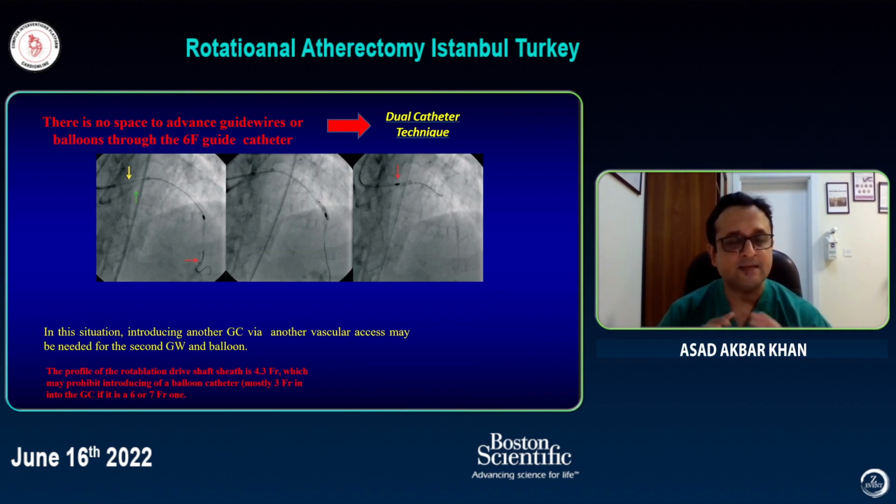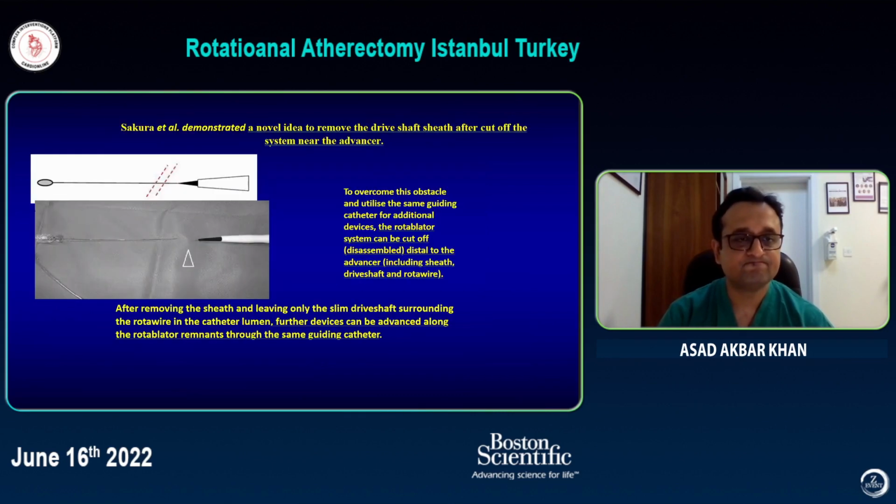So very easily you can avoid it. Take a second access, stay calm, wire side by side and take a balloon there, and that might help you deflect the calcium from the rotablator. If that doesn't work, next thing is probably using snares or mother and child catheters.